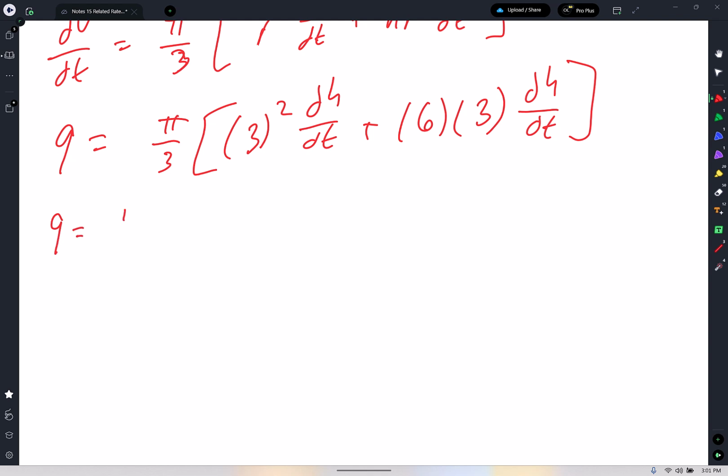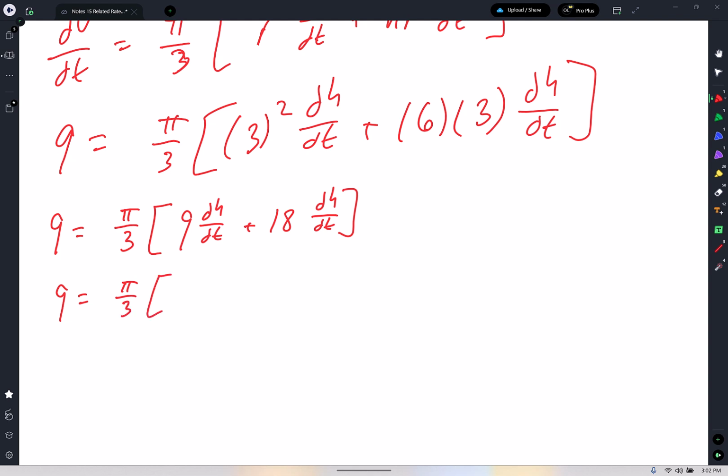9 equals pi over 3, bracket, 3 squared is 9, so 9 dH/dt, plus 6 times 3 is 18 dH/dt. Combine like terms. And look, that has a dH/dt. 18 plus 9 is 27. Oh, I'm multiplying it by pi over 3. Okay, 9 equals, I'll slow down. 27 divided by 3 is 9. So 9 pi dH/dt.